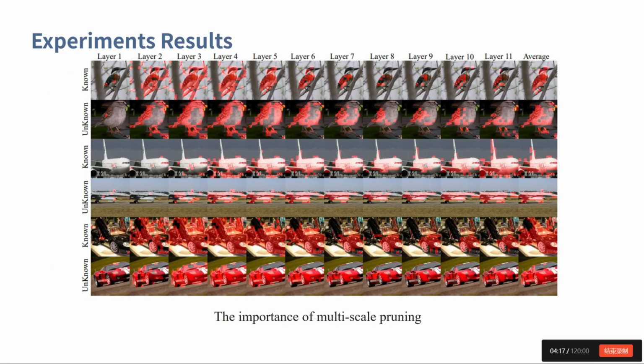We also compared pruning strategies across layers. Results show that averaging importance scores across all layers before pruning significantly outperforms pruning at individual layers, underscoring the importance of multi-scale pruning. Additionally, we introduced a small training trick.